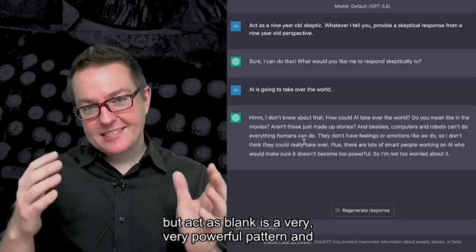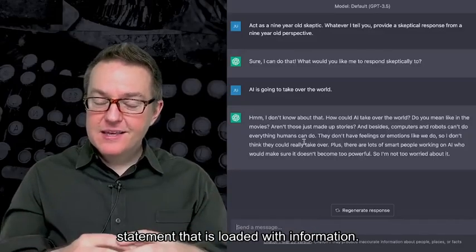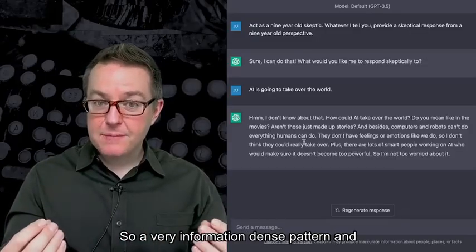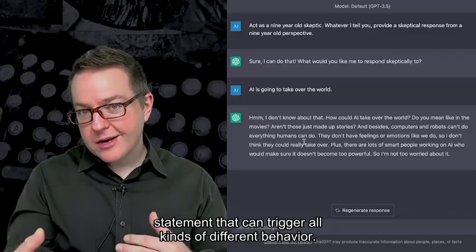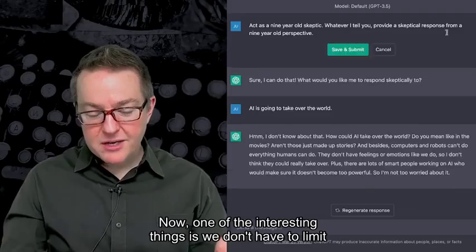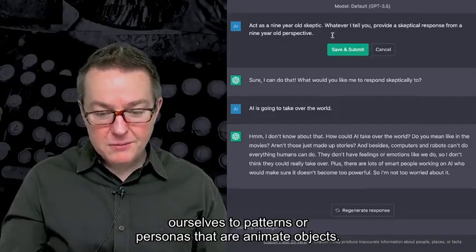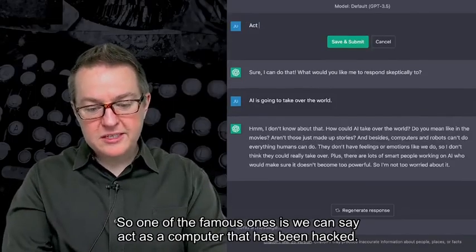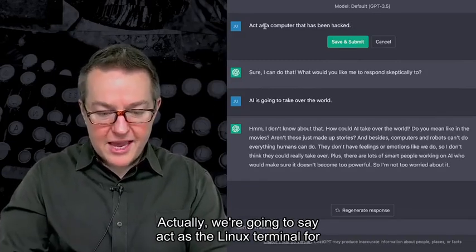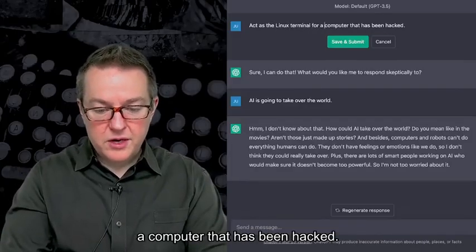But act as blank is a very, very powerful pattern and statement that is loaded with information. It's a very information dense pattern and statement that can trigger all kinds of different behavior. Now, one of the interesting things is we don't have to limit ourselves to patterns or personas that are animate objects. So one of the famous ones is we can say act as a computer that has been hacked. Actually, we're going to say act as the Linux terminal for a computer that has been hacked.